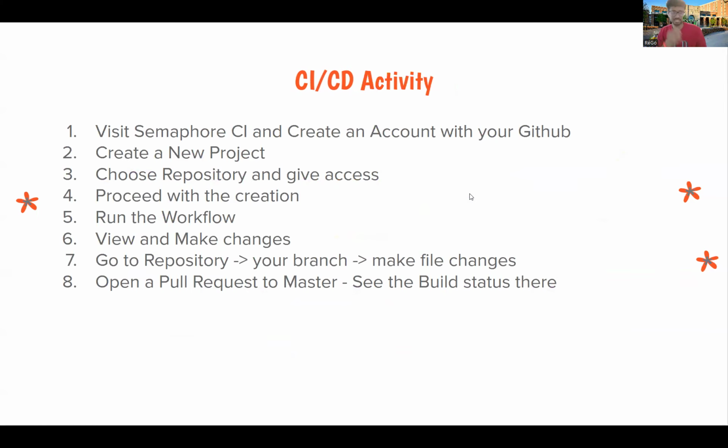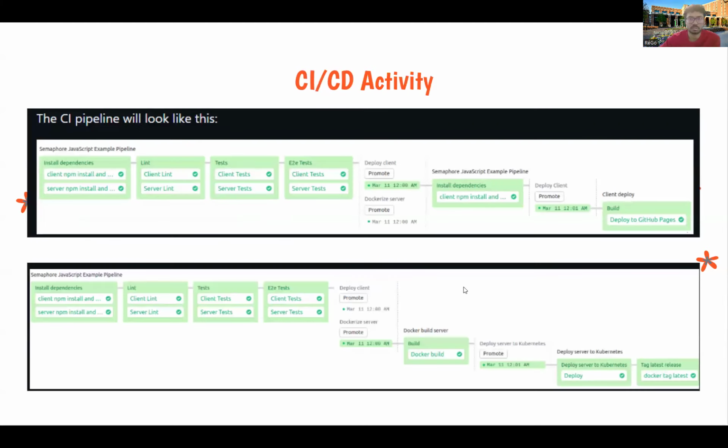This is a small activity. Use Semaphore CI: create an account, create a new project, choose the same repository which you forked, give access, proceed with the creation, and run the workflow. Then make changes: go to the repository, your branch, make file changes, open a pull request to master, and see the build status there. This is how the CI/CD pipeline looks on the Semaphore tool.